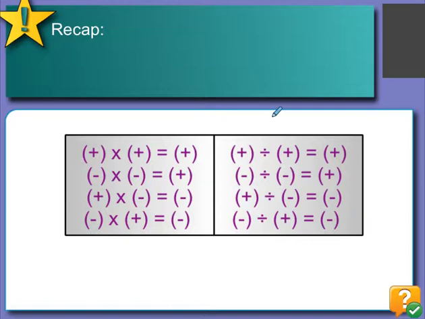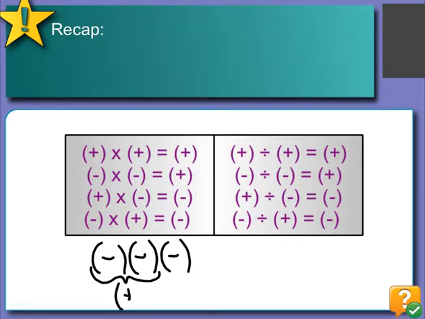And the question here is, well, what happens when you have 3 of something? So maybe a negative times a negative times a negative. Well, just like with order of operations, we start with the first 2. And these 2, since they're the same sign, will give us a positive. And then we multiply by that negative, and since we have different signs, we end up getting a negative. Okay, so just go 2 at a time, working through it, just like with order of operations.